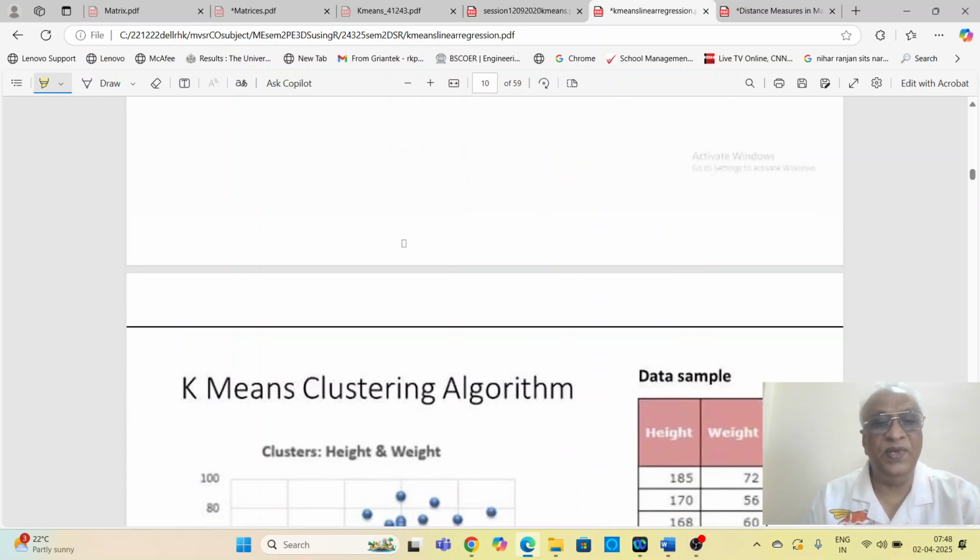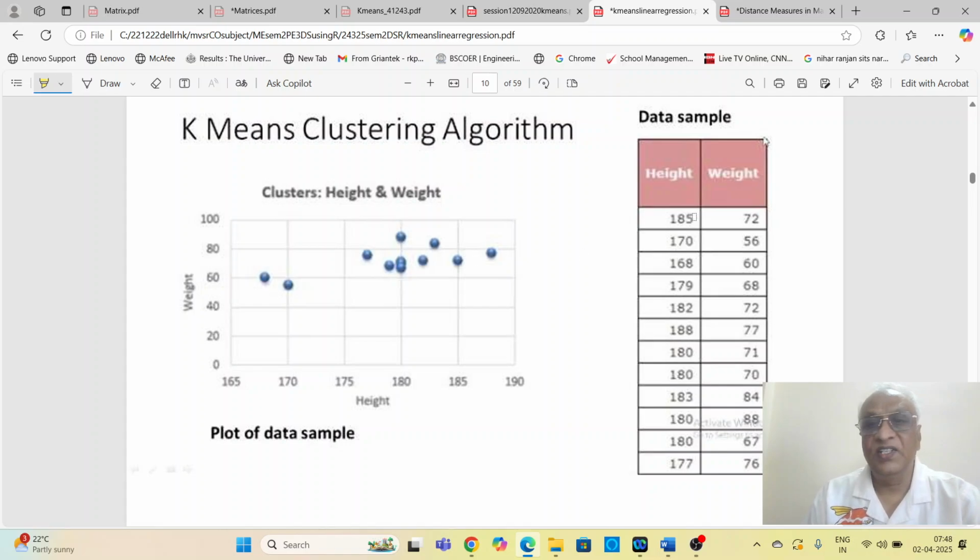So let us go to the K-means clustering algorithm, and let us say this is my data set, and you can see the data set here. This data set has heights and weights of persons. Suppose a person has a height of 185, his weight is 172. Suppose his height is 188, his weight is 177, like that. So this is a sample data set, consisting of persons' heights and weights, and this is the plot of that sample data set. Say for example I have 170 and somewhere here 56. So this data point is 170 and 56.